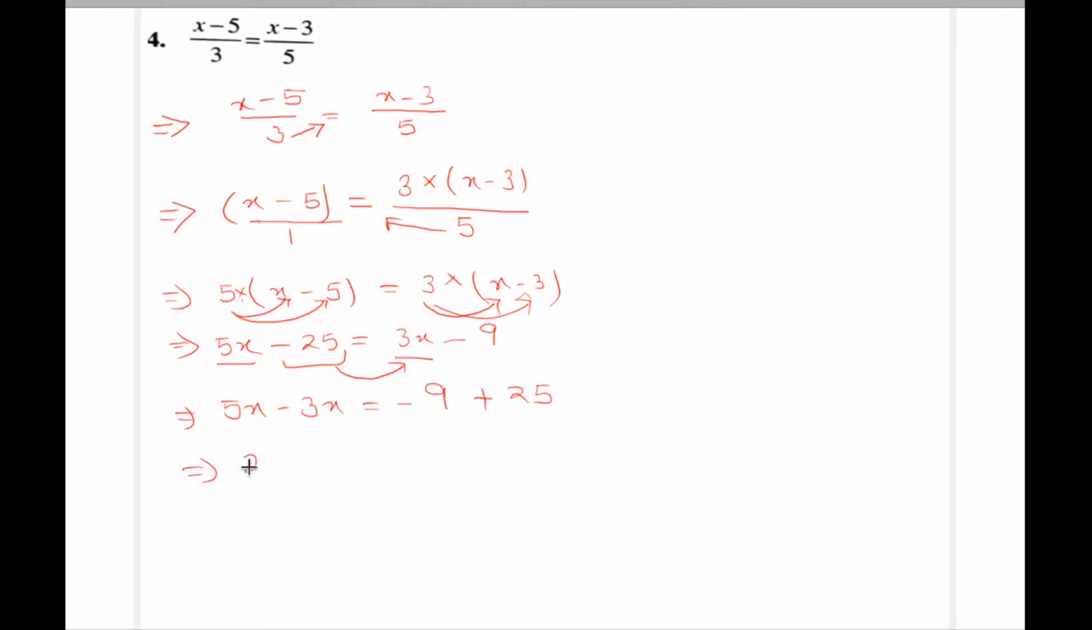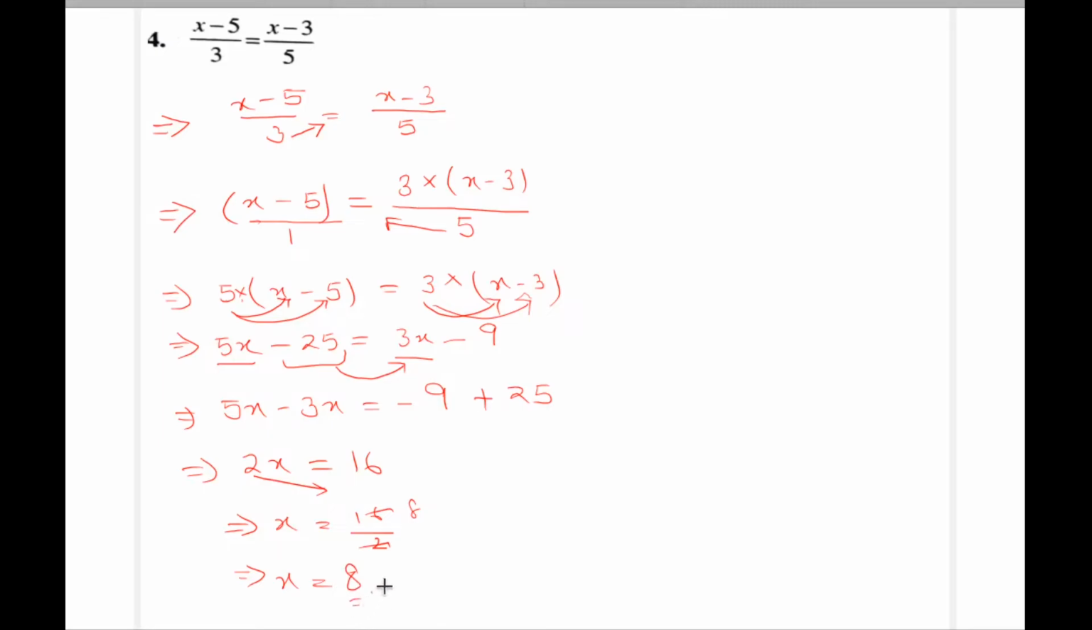So this implies 2x equals 16. This implies x equals 16 by 2. See, this 2 will go to the denominator as it is in the numerator, and it is in multiplication form, so it will become division. Okay, so x equals, we cut it, so we will get 8. So here the value of the variable x is 8.